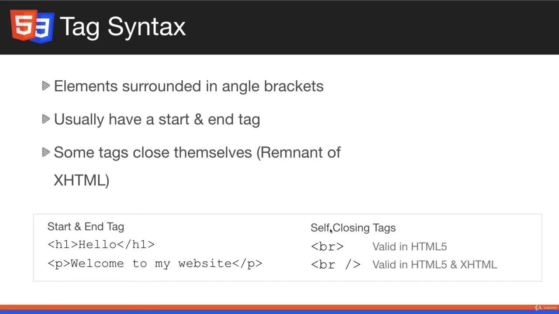Now there are some self-closing tags for stuff that doesn't have content inside of it, like the H1 and the paragraph, they have content inside. The BR tag is actually just a line break, so it just kind of skips a line. So there's no need to put any content inside of it, so it's a self-closing tag. It doesn't need an ending tag. Now, notice that this one has a / and this one doesn't. This is actually a remnant of XHTML, which is a derivative of HTML, and it's not used that much anymore.